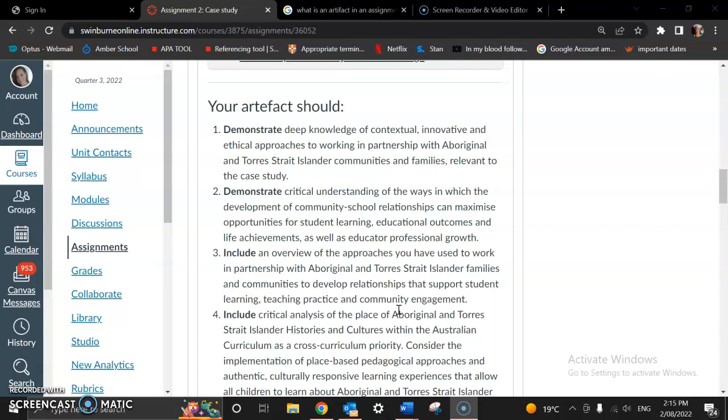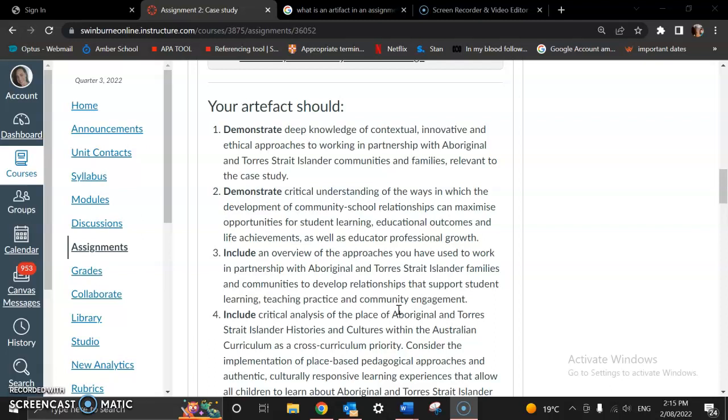So remember, if you invite an elder into the classroom, they're not taking on that teaching role. They're just working alongside the teachers. So when we invite community members into the classroom, they're not taking over the lesson.